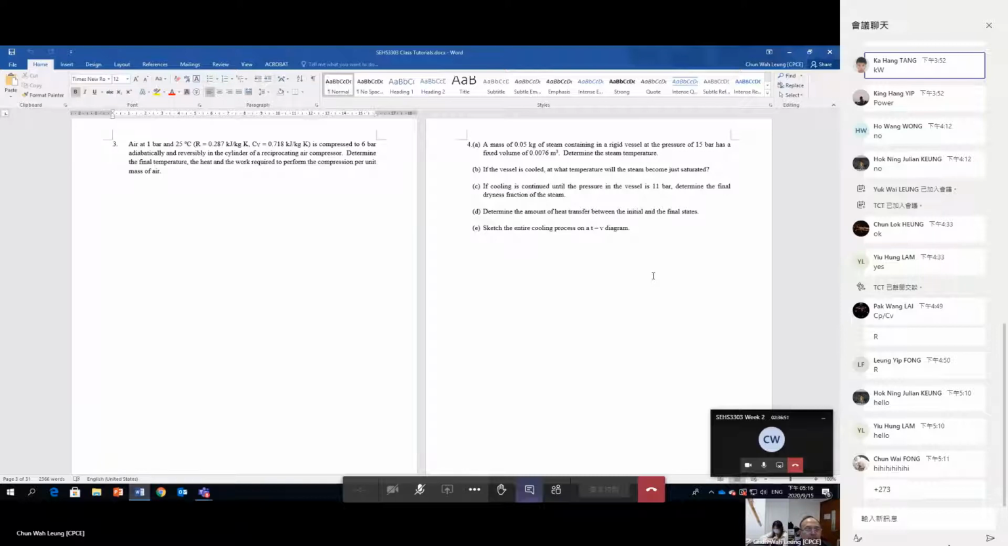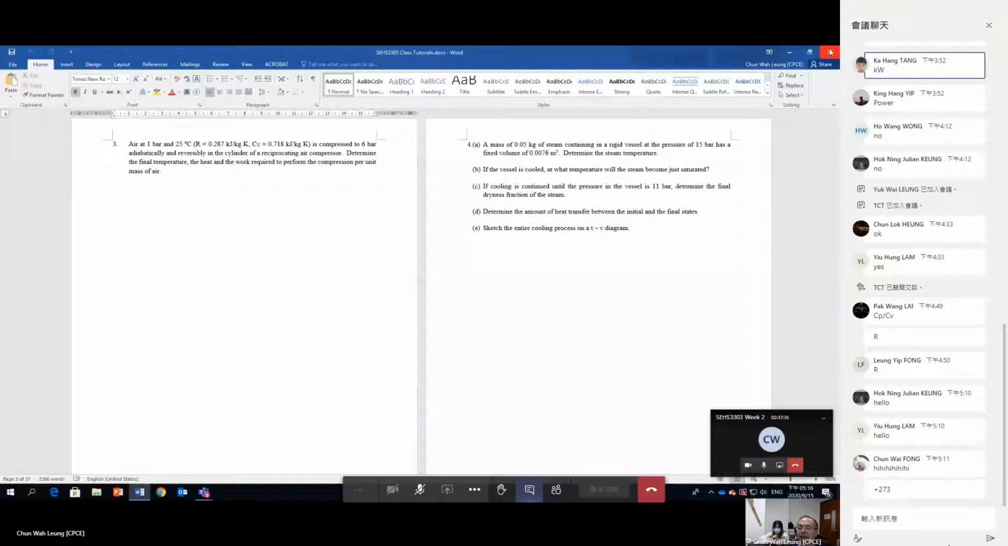The process is P times volume V to the power gamma equal constant, adiabatic, non-flow. So what we want is first find the final temperature, and then the heat and work of this compression process when the working fluid is of 1 kilogram per unit mass. Okay, so let us go to the solution then.